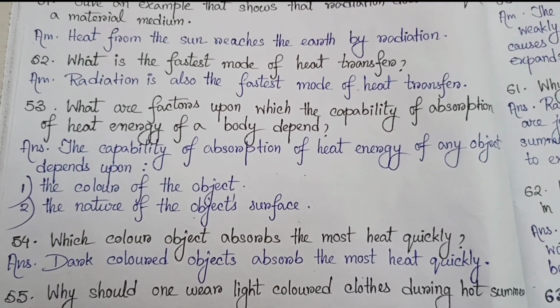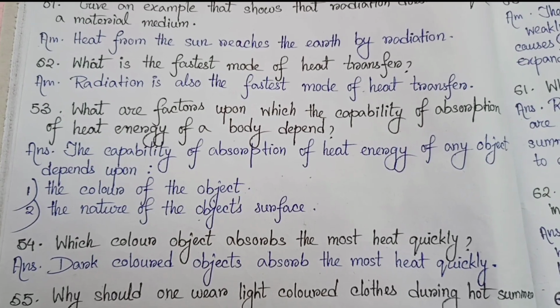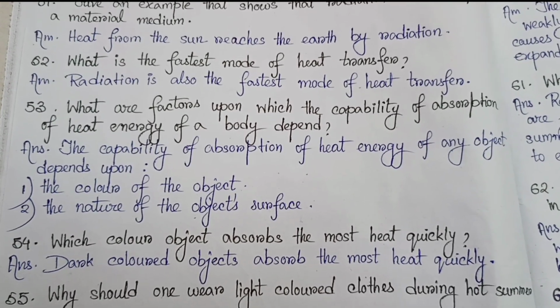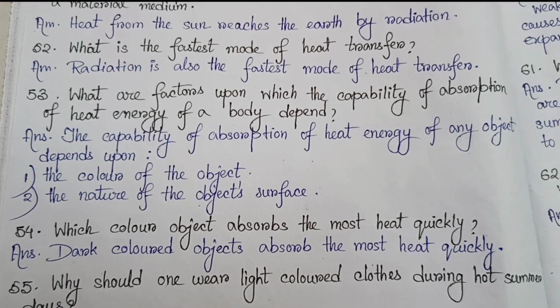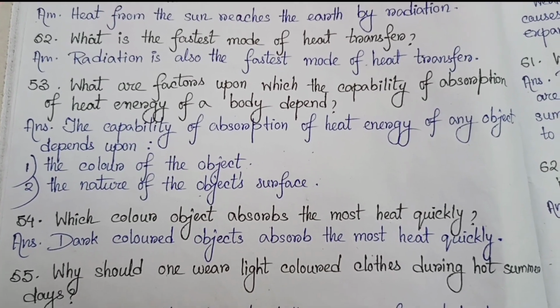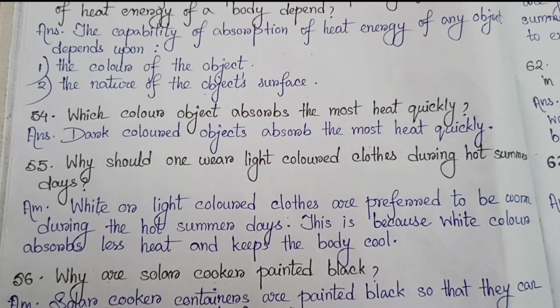53. What are the factors upon which the capability of absorption of heat energy of our body depends? The capability of absorption of heat energy of any object depends upon, number 1, the color of the object, number 2, the nature of the object's surface.